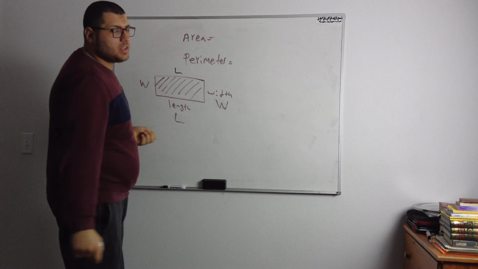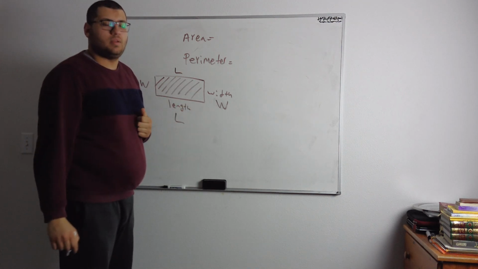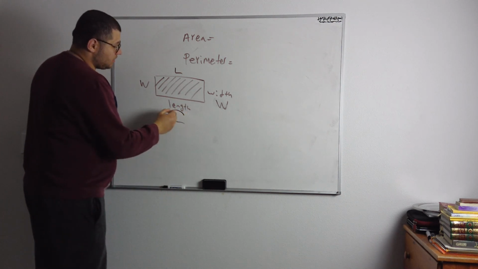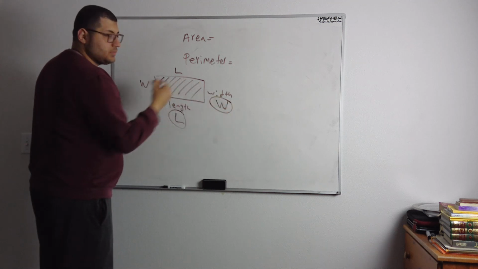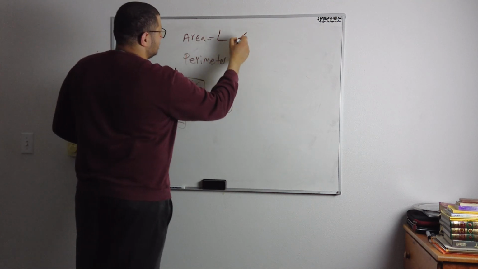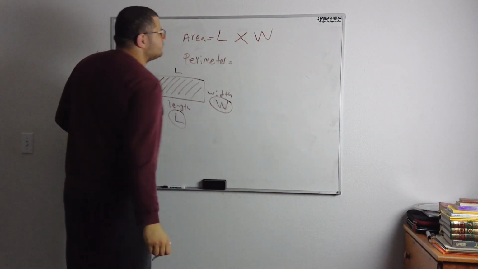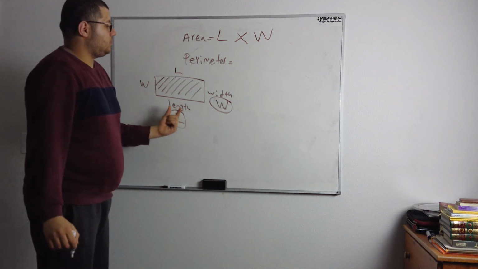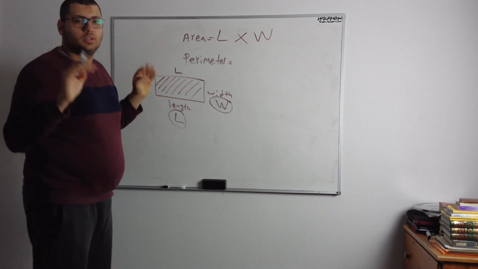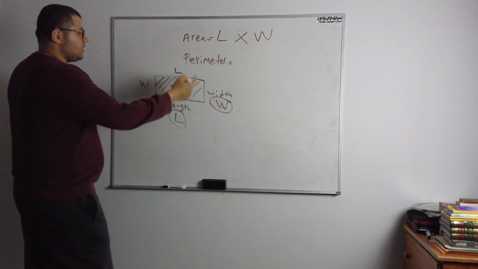So how do we find the area? How do we find the space inside the shape? All we have to do is take the L, the length, and multiply by W, the width. L times W. You have the length, you multiply by the width, you're done. You have your area. Okay?